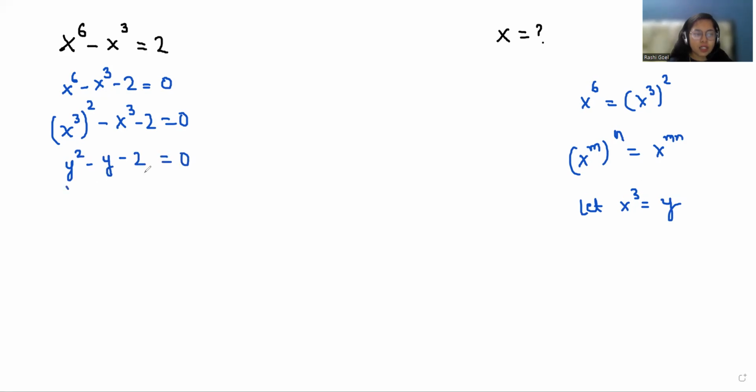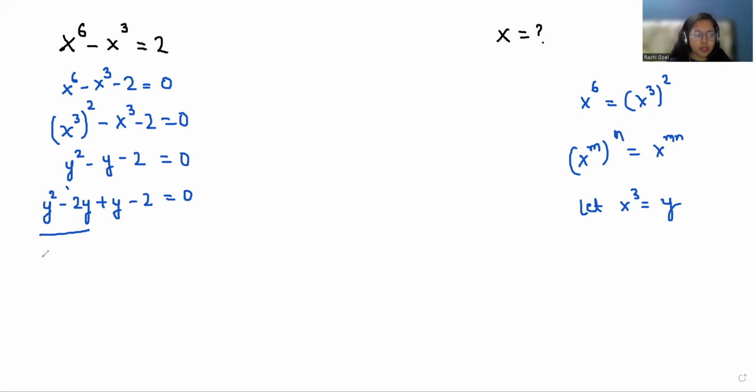So now as we can see, it's a quadratic equation. So we can use the middle term split method. So y^2 - y, we can write it as y^2 - 2y + y - 2 = 0.